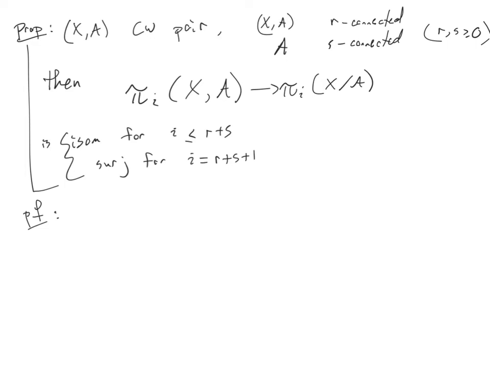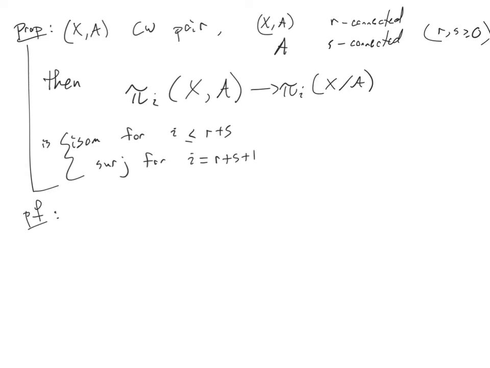So let's finish out by giving another interpretation of excision in the case of CW pairs. One of the things we knew about CW pairs is they were nice pairs, so relative homology looked like the reduced homology of the quotient. The same thing is going to be true for homotopy groups, but only in the stable range. If we assume the pair is R-connected and A is S-connected, then for I less than or equal to R plus S, we get an isomorphism, and we get a surjection at R plus S plus 1 between these pairs.